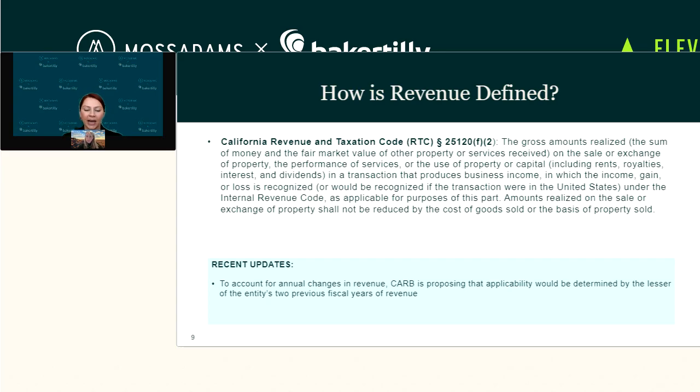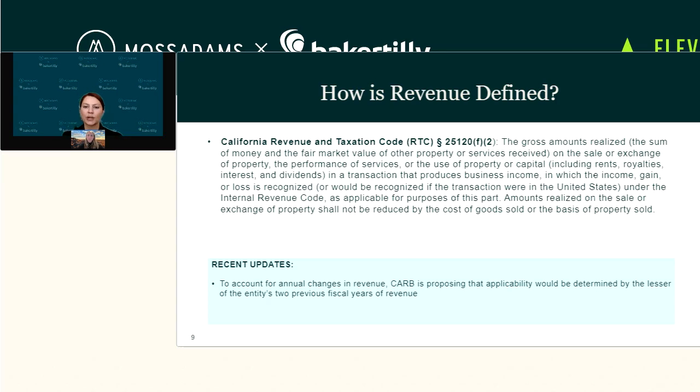So with that, let's talk about how CARB is defining revenues for these bills. Currently, CARB defines revenue based on the gross receipts concept outlined in the California Revenue and Taxation Code section, which is cited on this slide here. So this includes the total amount realized from sales, exchanges of property, provision of services, or use of property or capital, such as rents, royalties, interest, and dividends in transactions that generate business income. An important note, these amounts are not reduced by the cost of goods sold or the basis of the property sold. The income, gain, or loss is recognized or would be recognized under the Internal Revenue Code as applicable.